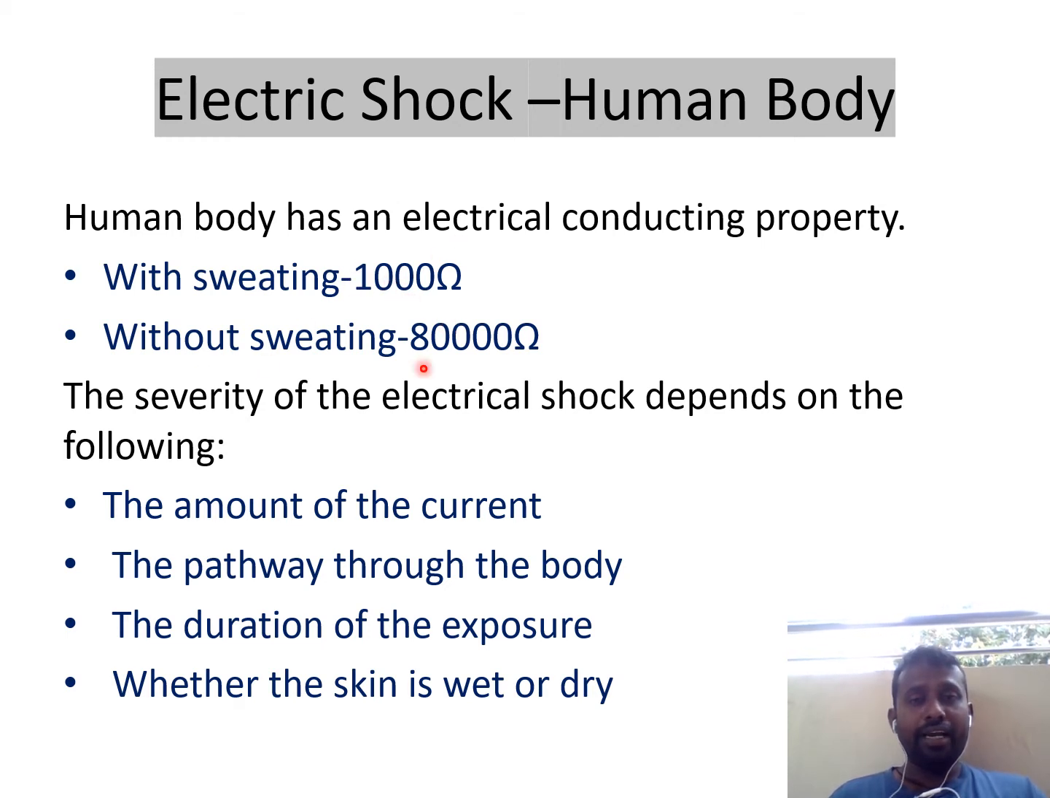The severity of the electrical shock depends on some factors, like the amount of the current. Sometimes at your homes you get a small shock, but it is not a large amount. It also depends on the pathway through the body, how it is passing through the body, sometimes whether you wear footwear, and the duration of the exposure. If the duration is very short and the current is very small, it does not cause much harm, but if the duration is very large, sometimes there may be major damage. It also depends on whether the skin is wet or dry.